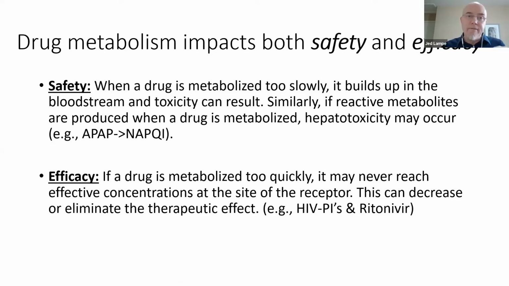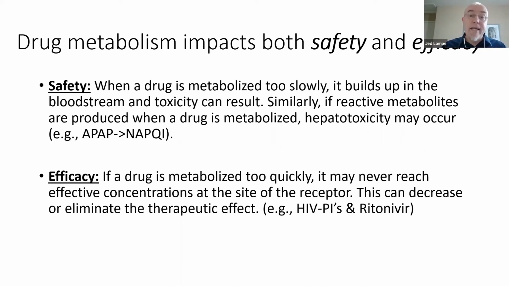Well, it impacts safety when a drug is metabolized too slowly. It can build up in the bloodstream, and then toxicity can result. Similarly, if a reactive metabolite is produced when that drug is metabolized, hepatotoxicity can occur, or other types of toxicity. A classic example of this is the metabolism of acetaminophen to a reactive metabolite called NAPQI, the quinone imine, which reacts with proteins in the liver, and this results in liver toxicity.